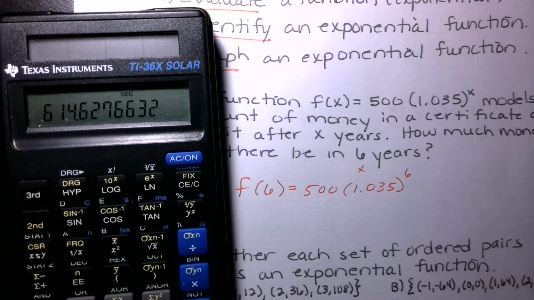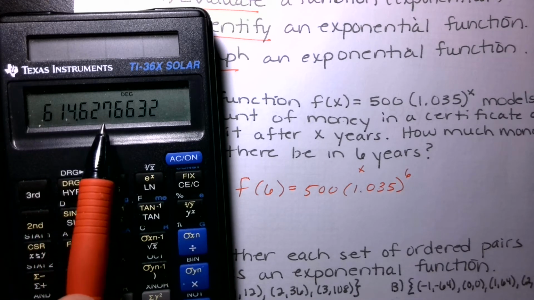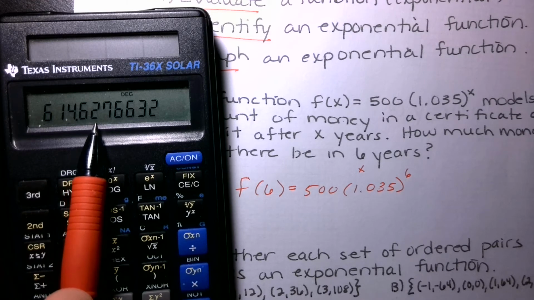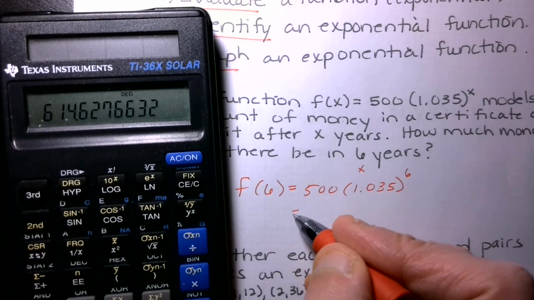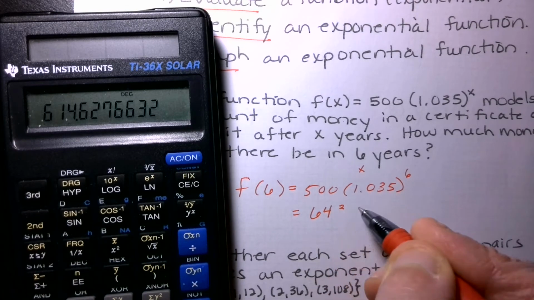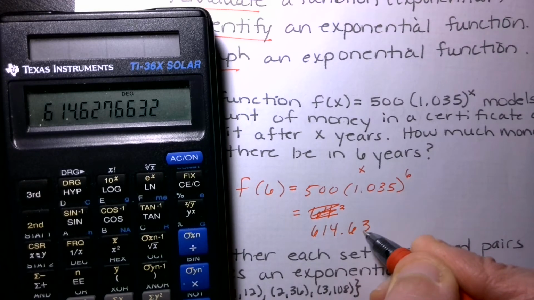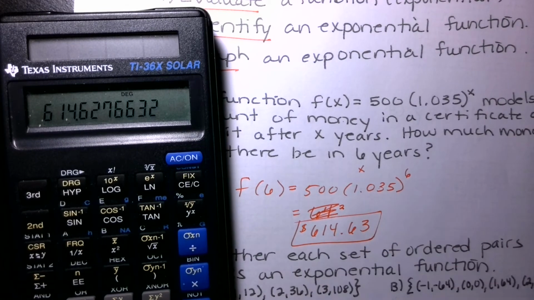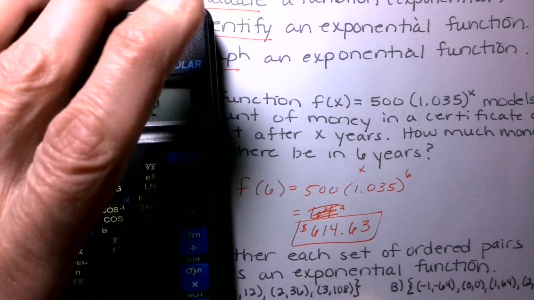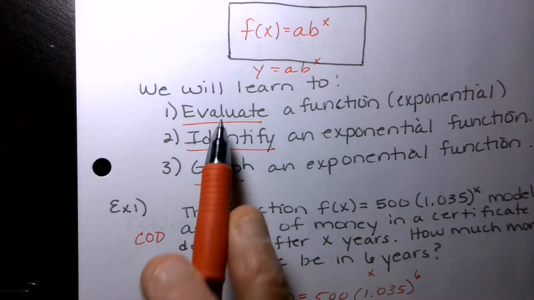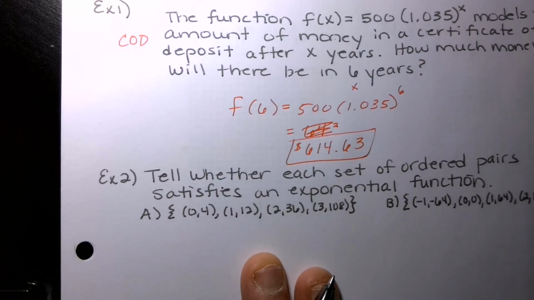And this is money we're talking about. So it's $614, and let's round it to the nearest cent, which is the second place. So $614.63. Whoops, whoa, what am I writing? $614.63. There we go, that's better. All right, so that was the first thing. That was how to evaluate a function. We're just basically learning how to substitute numbers in and figure it out.